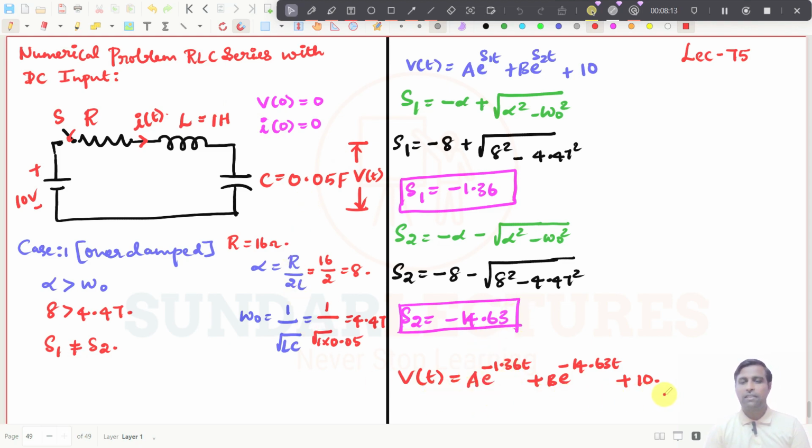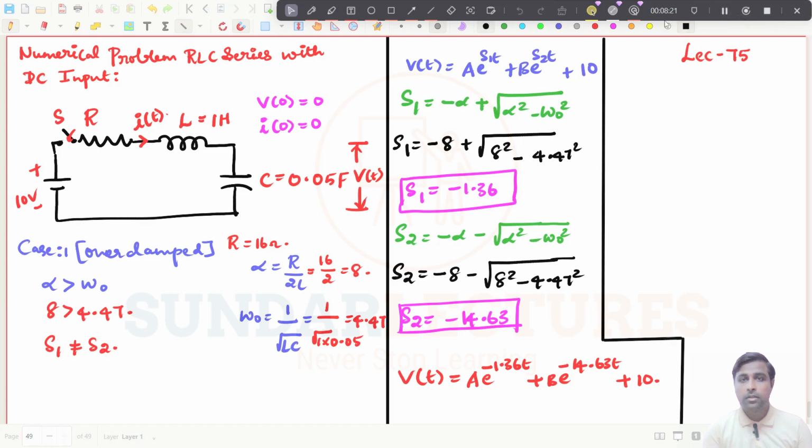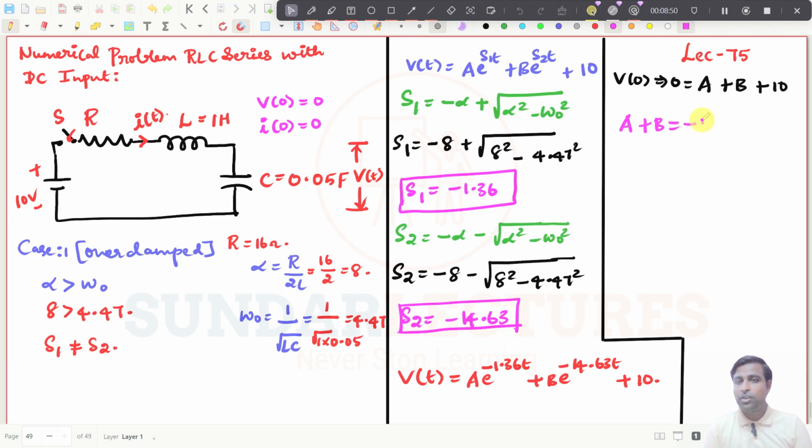So try to substitute V of 0 in this expression, and what will you get? I will write it down here. If I substitute V of 0 here, V of 0 is 0, so e power 0 value will be 1, so it will be A, and e power 0 will also be 1, so it will be B, and then plus 10. If I further simplify this, I will get A plus B equal to minus 10. That's all. This is expression number 1.